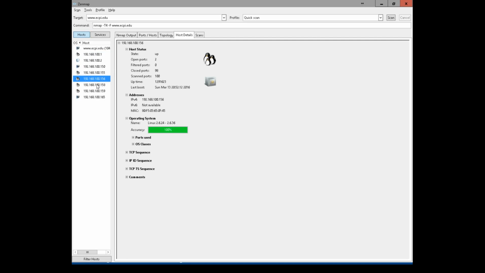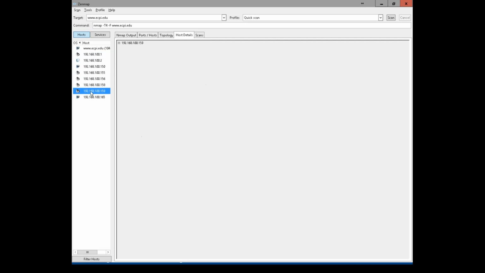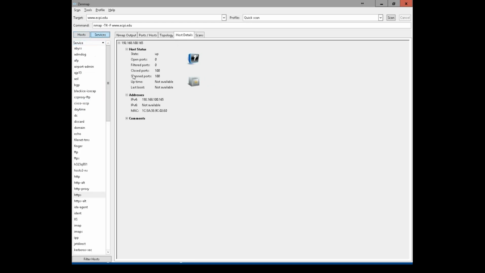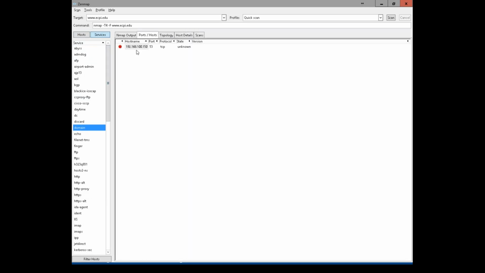I think, I won't swear to it because I haven't looked to see what all the addresses are on this thing. And then we can look at the services that are available on this system. If we go down to domain, it'll say it is or it isn't, and this is 150. This is the Windows machine, port 53, TCP unknown, and we know that port 53 is DNS. So you can get a lot of information here.